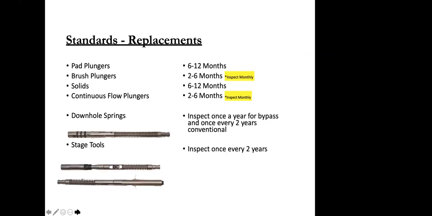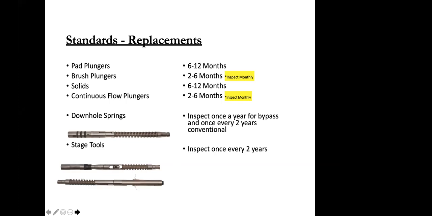On your downhole springs, how often should you service and replace those? If you're running conventional plungers on a downhole spring, you could probably get by once every 2 years. It's recommended inspections, sometimes 3 to 4 years if you're just running a conventional plunger. If you're running bypass plungers, I recommend once a year, but at least be checking that spring once every 2 years.